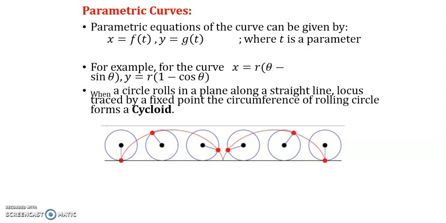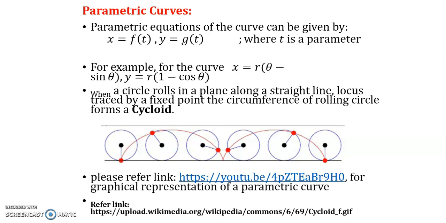For example, if we consider a circle, that red dot is the fixed point, and if we rotate that circle in the clockwise sense, then we trace the movement of that red dot. The movement of that red dot is given by the red path, and that path is known as a cycloid. For the equation of the cycloid and the graphical representation of a parametric curve, you can use this link or go through the image on Wikipedia. Now let's move to the tracing of parametric curves.